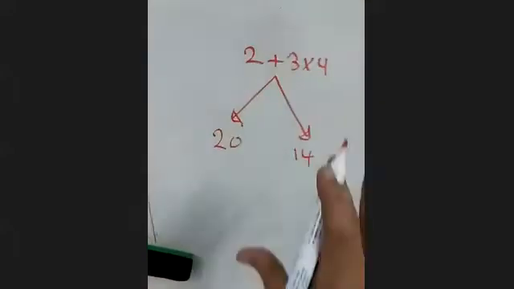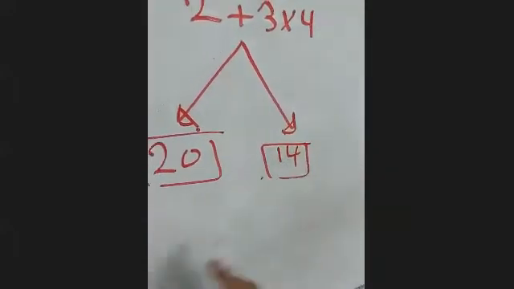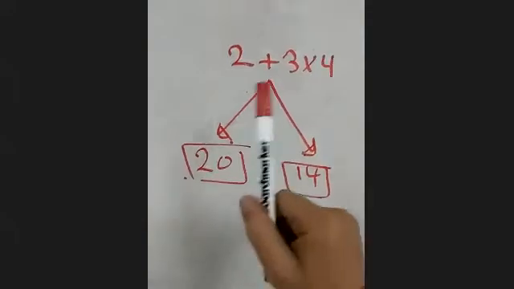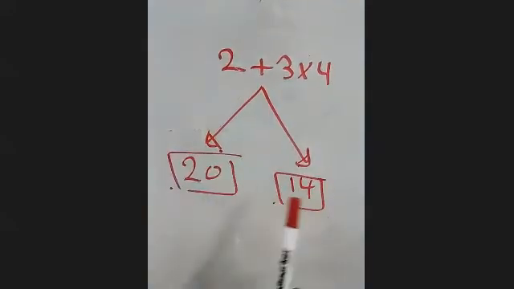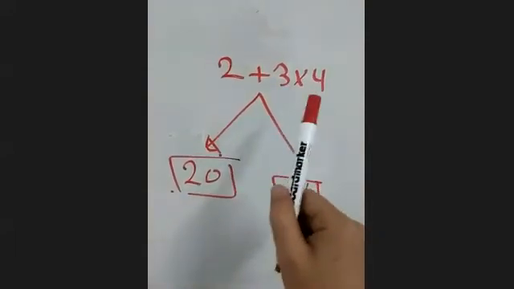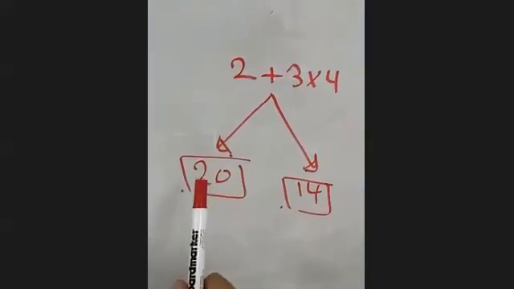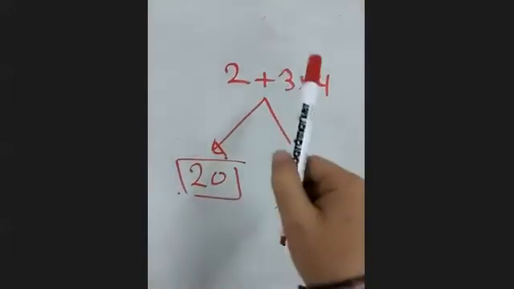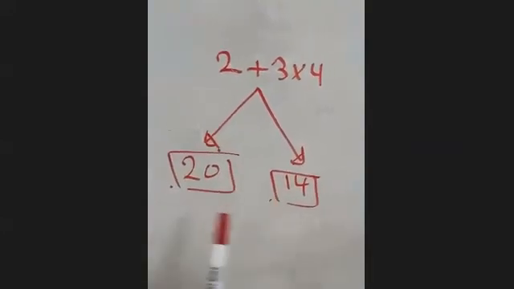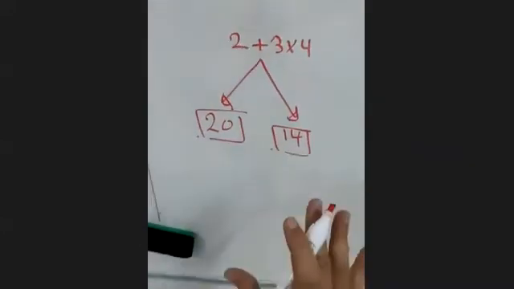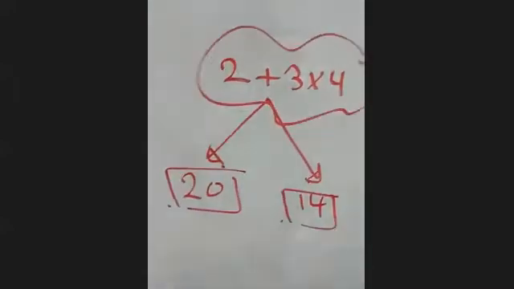So here I did it in two different ways, and I have two different answers. This answer came from 2 plus 3, 5, multiply 4, 20. And this answer came from 3 multiply 4, 12, plus 2, 14. In this way I add, then multiply. And here I multiply, then add. Now, which one is correct, guys? To know which one is correct, we need to know something we call order of operations.